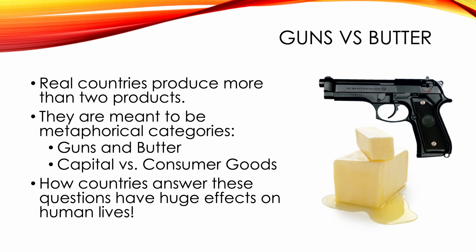And so, how countries answer these questions has huge effects on human lives. If your country decides to allocate production towards military goods and not a lot for the people, it's going to matter quite a bit for your quality of living. That's an idea that we'll explore later when we're discussing different economic systems. But the production possibilities frontier summarizes some of these complex questions, or simplifies them, into a nice, tidy little model where a country only produces two things and has to make choices about how much of each of those two things to produce in a marginal way.